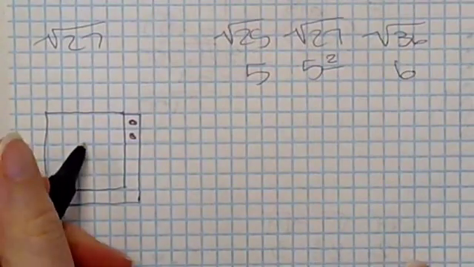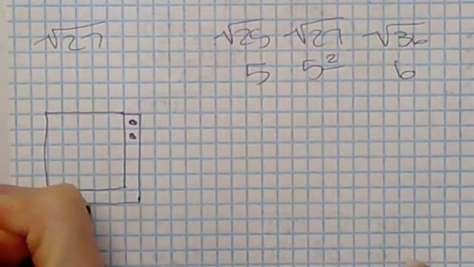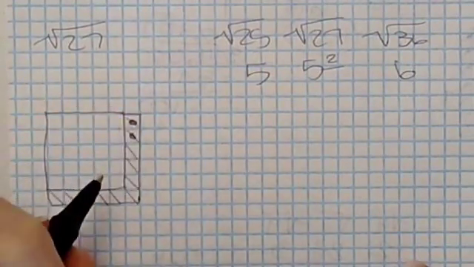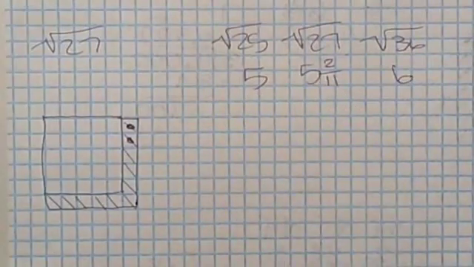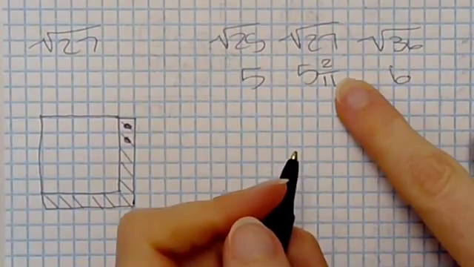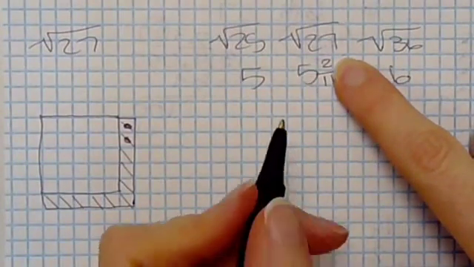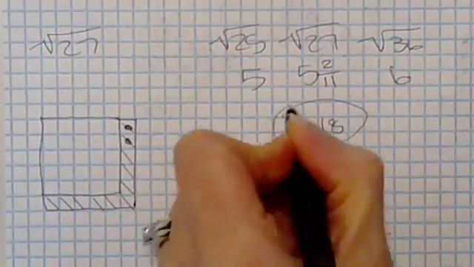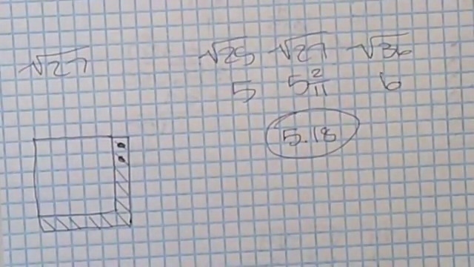To get from 25 to 36, 1, 2, 3, 4, 5, 6, 7, 8, 9, 10, 11. So 5 and 2 11ths. Now hopefully you can remember your 11ths. Remember the 11ths are multiples of 9. So if I have 2 11ths, that's going to be 2 times 9 is 18. So it's going to be 5.18 for my decimal equivalent.